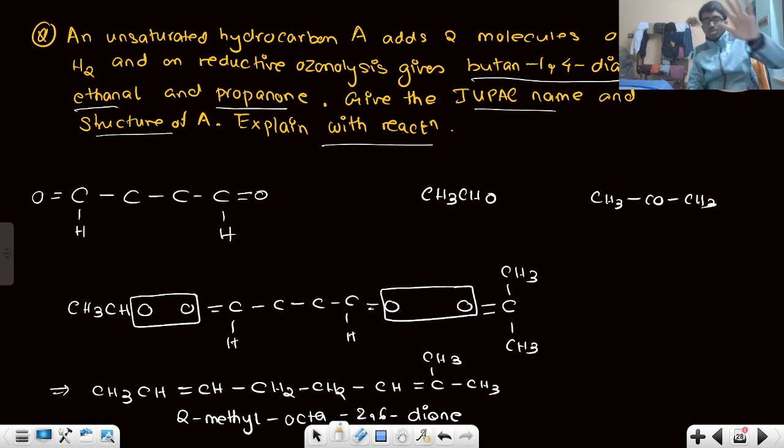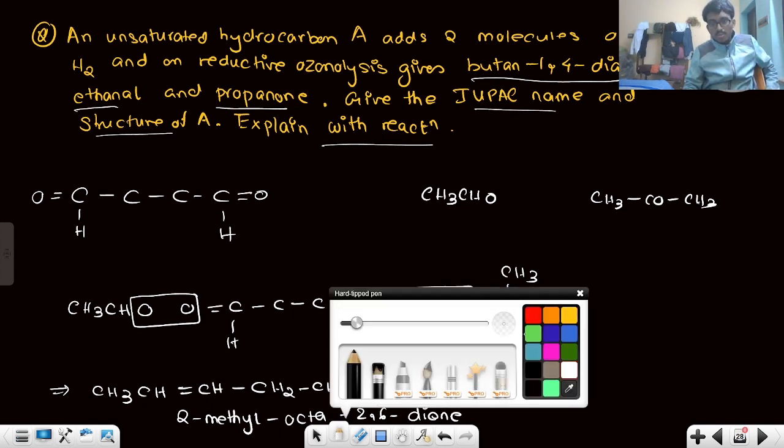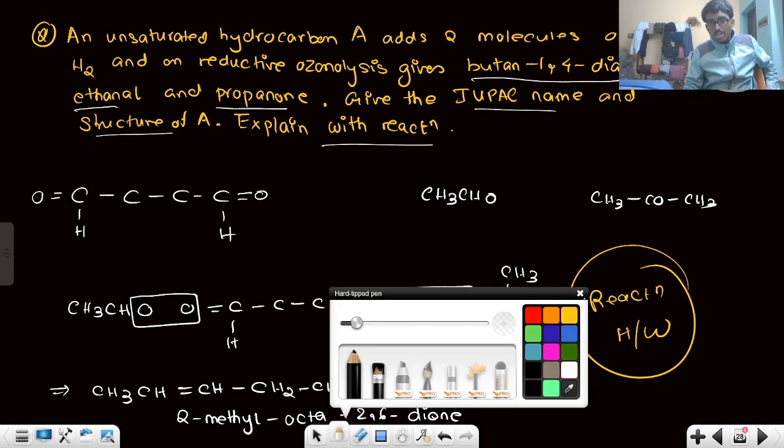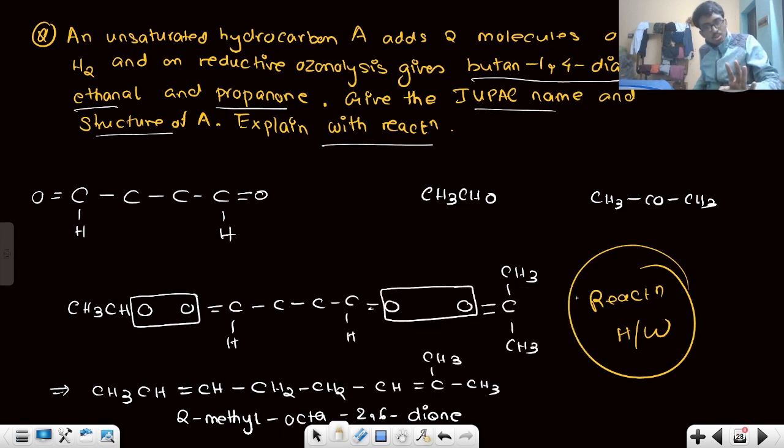Now it is your duty to form the reaction. Reaction I will not do. Reaction you will do, at homework. The main thing I have solved. So clear with this how to solve? Just whenever you find the double bond oxygen, just merge it up and form a double bond. Okay. Clear. Understood. Okay.